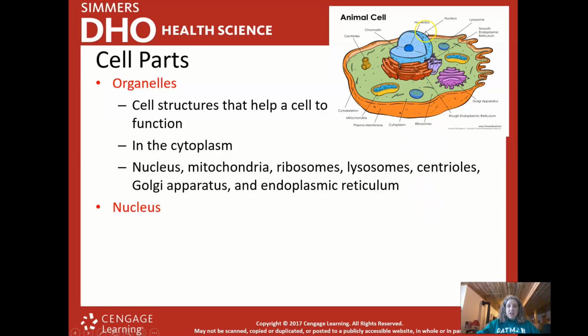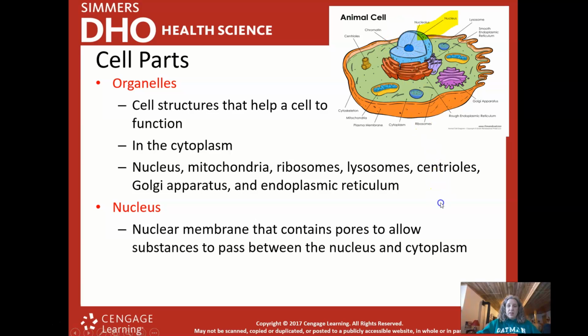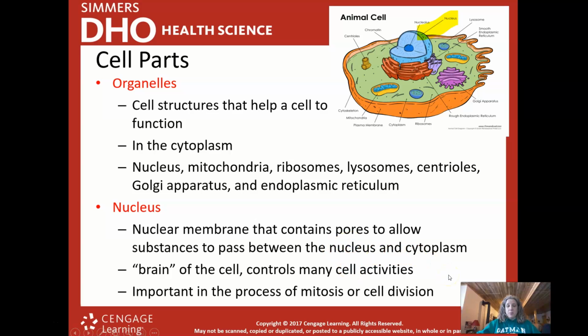The nucleus, which is this large blue one all over, has a nuclear membrane that contains pores to allow substances to pass between the nucleus and the cytoplasm. It is the brain of the cell, and it controls many cell activities. It's important in the process of mitosis, which we'll talk about later on, and mitosis is also cell division.